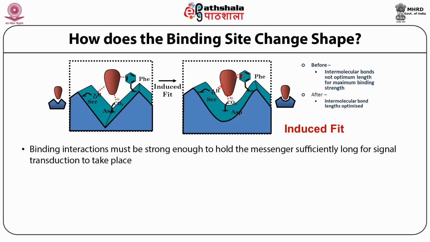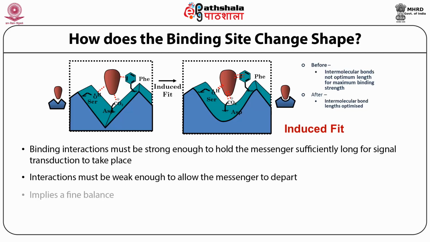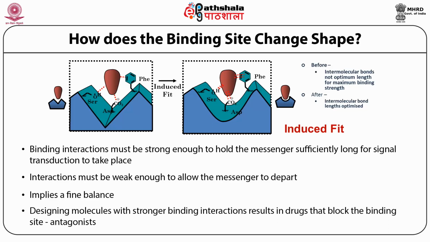The binding interaction must be strong enough to hold the messenger sufficiently long for signal transduction to take place. The interaction must be weak enough to allow the messenger to depart, which implies a fine balance. Designing molecules with a stronger binding interaction results in a drug that blocks the binding site, an antagonist.